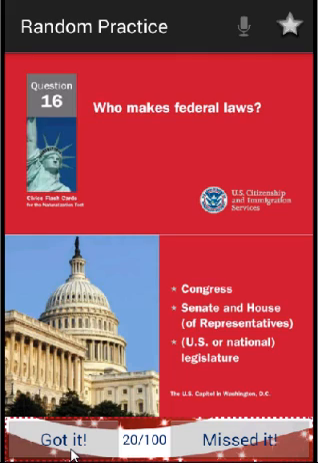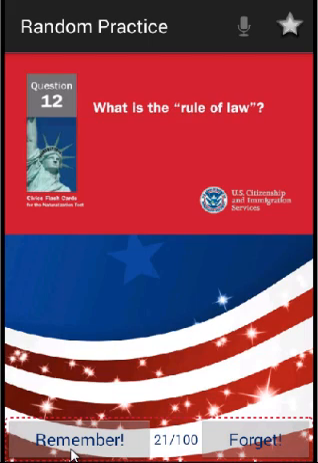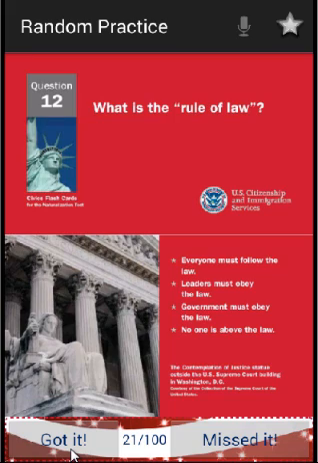Who makes federal laws? Congress. Senate and House of Representatives. U.S. or national legislature. What is the rule of law? Everyone must follow the law. Leaders must obey the law. Government must obey the law. No one is above the law.